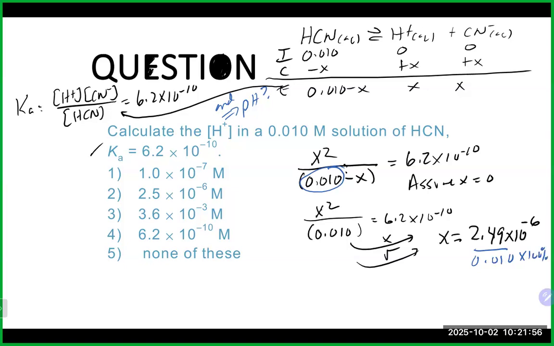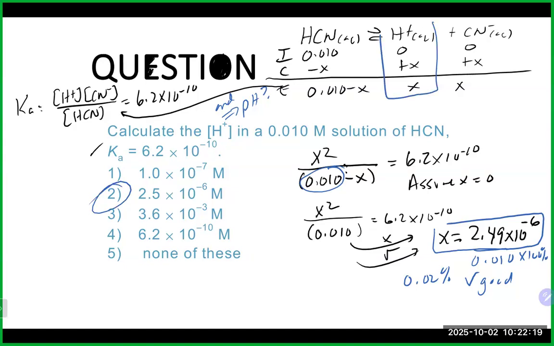And in this case, I think we should be good. You are not even at 0.1%, so the check here is good. It's like 0.02%. So since the check is good, that will be our x value there. A little bit of rounding. Looks like we end up with number 2 on our list. And that does equal, obviously, our H plus concentration, as we can see.